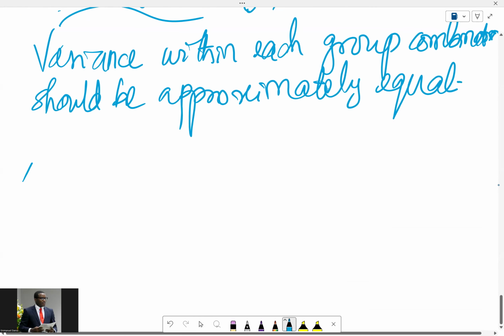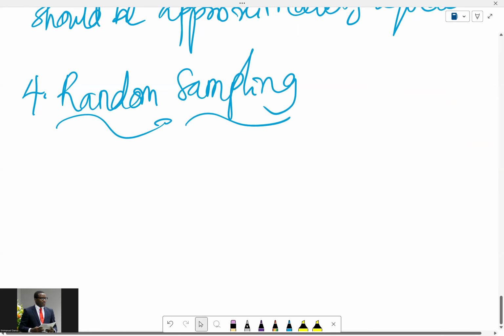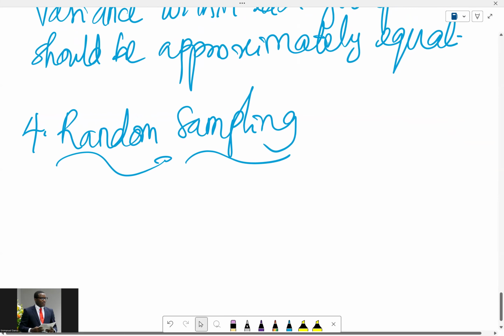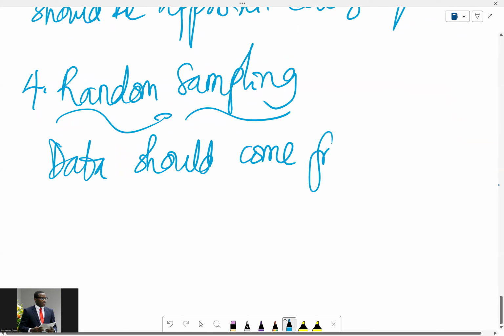Okay. And then the fourth assumption is about random sampling. We're talking about random sampling now. The data should come from a random sample.